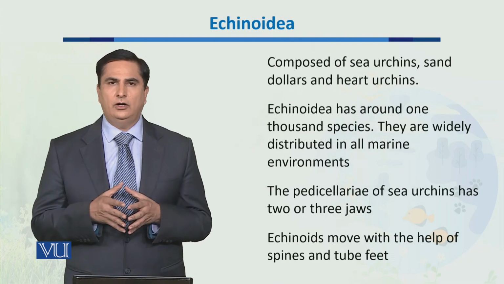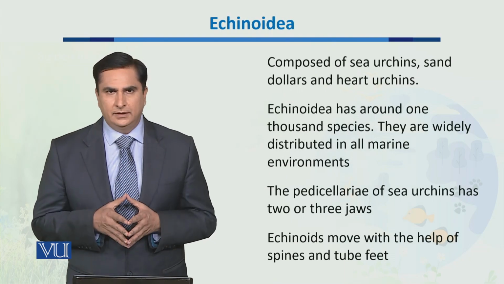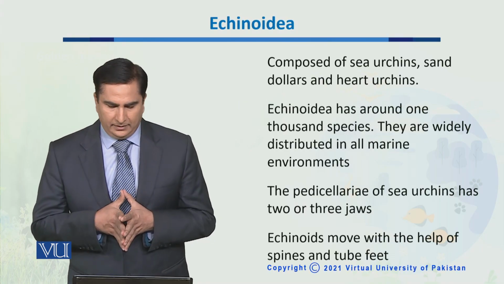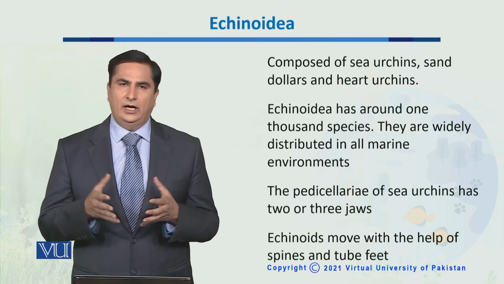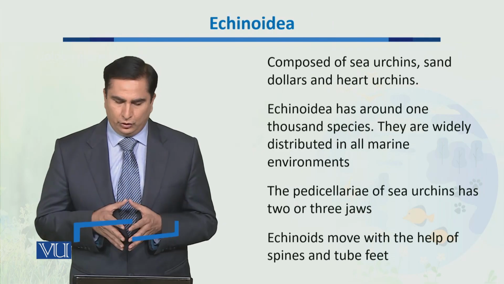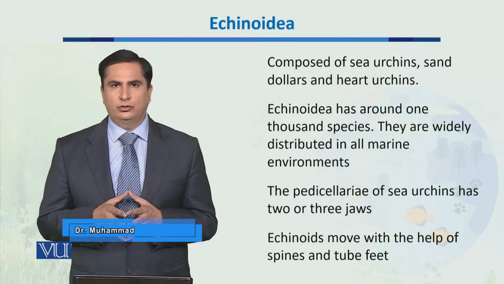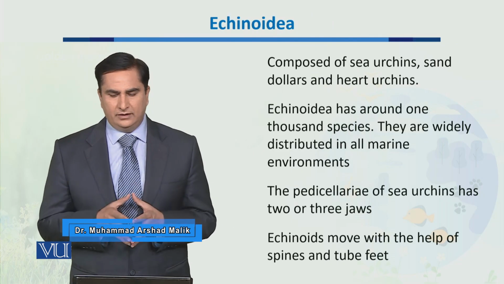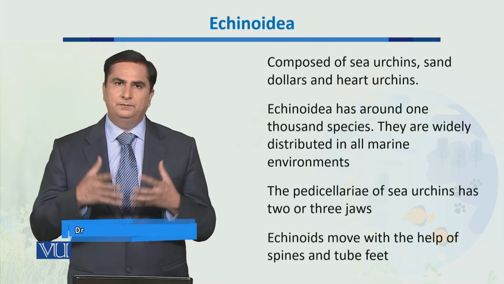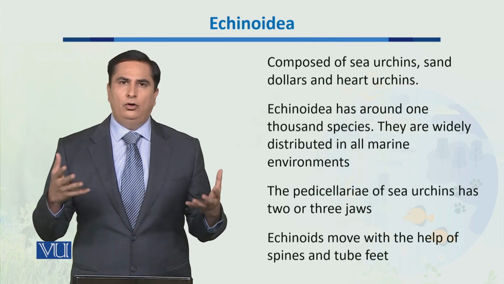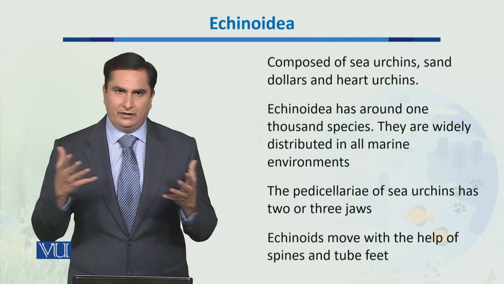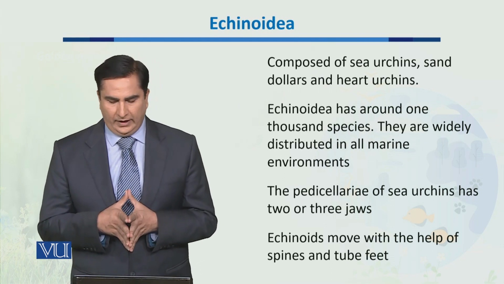In this unit, we will talk about another large group or large class of phylum Echinodermata. It has more than 1,000 species, which are present in all habitats in the oceans. They are mostly composed of sea urchins, sand dollars, and heart urchins. They have distributed themselves in all marine environments, just like the starfish class of this phylum.